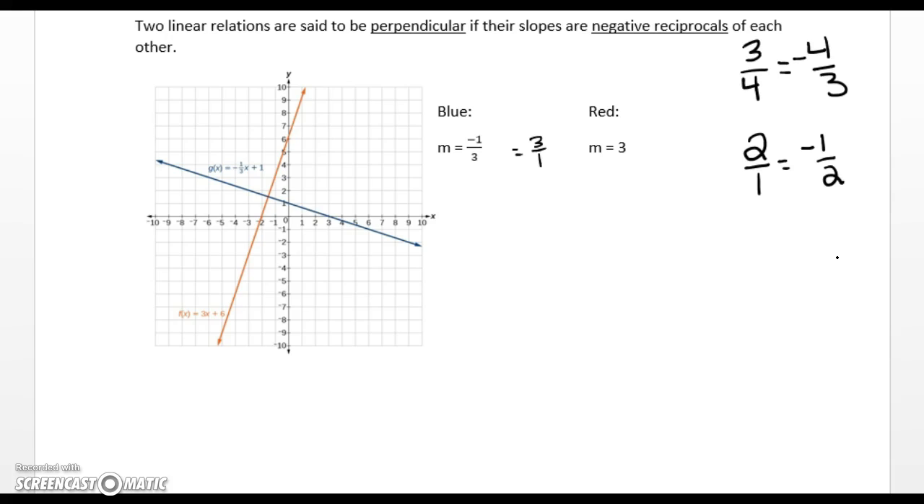And also, just as a quick recap, don't forget that perpendicular means that the two lines intersect at 90 degrees. That's just the definition of perpendicular.